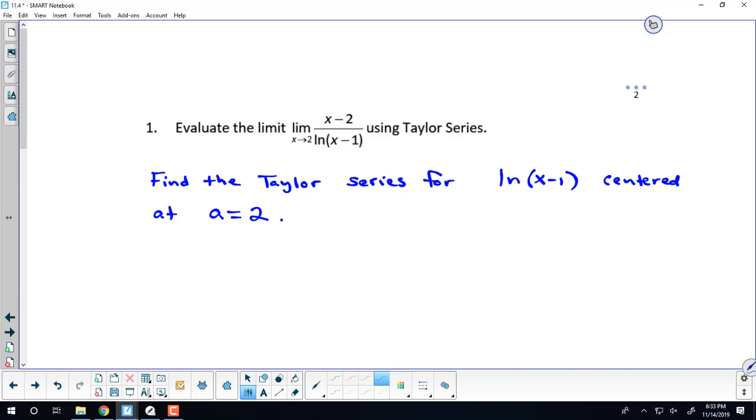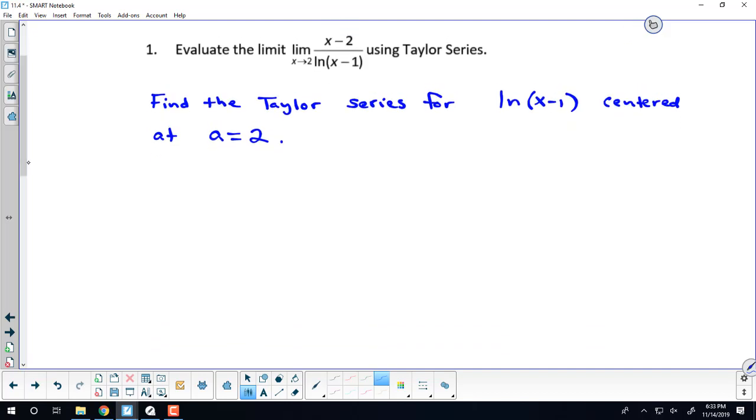So this is where we go through that process. What's the function evaluated at 2? What's the first derivative evaluated at 2? Et cetera. Just because we're a little bit behind, and there's some like this on your homework, but definitely won't be on your test, we're just going to write the series out for ln of x minus 1 centered at 2. We're just going to pretend that we went through this whole process.